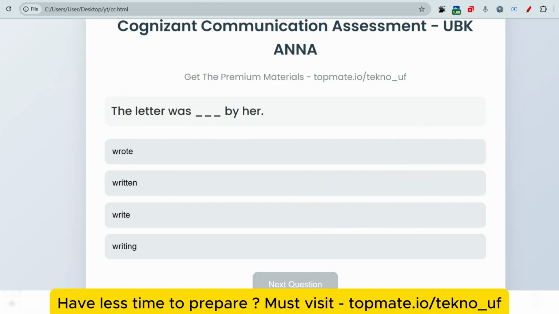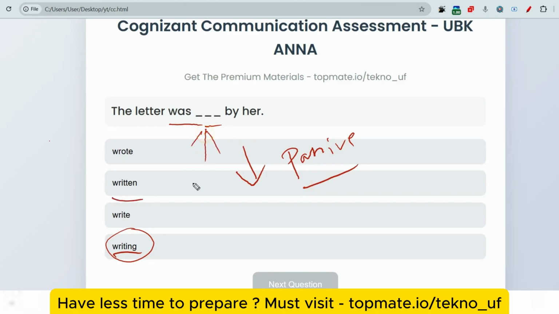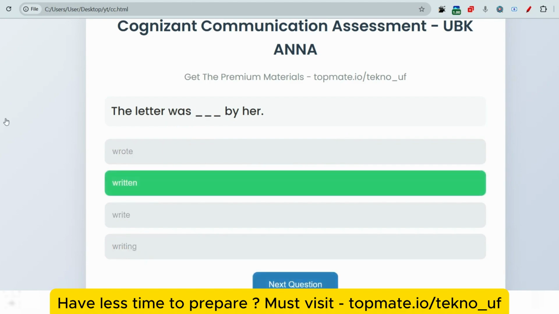The letter was dash by her. The letter was wrote, written, write, or writing. Many students will click on this option, writing. The letter was writing by her, because they see this as past continuous tense, so they will click on this option. But this is the wrong answer. Why? Because this is in the past, this is in passive voice, and we have to use the past participle, right? The letter was written by her, so you have to use the past participle of the verb. The correct answer is written.